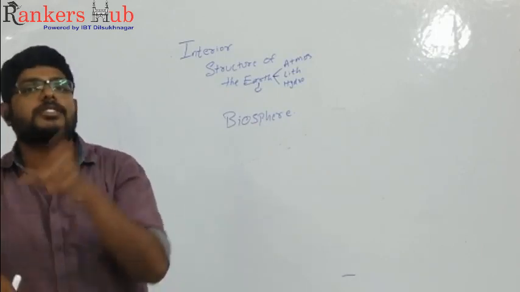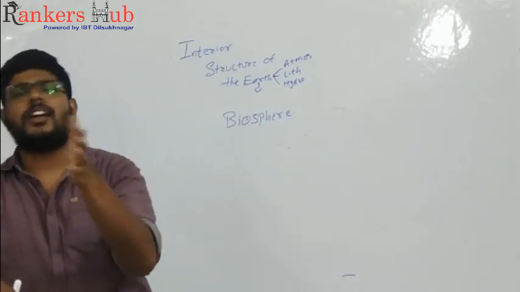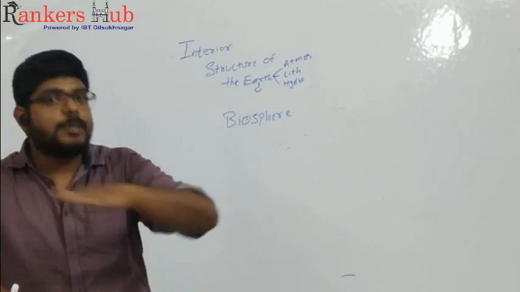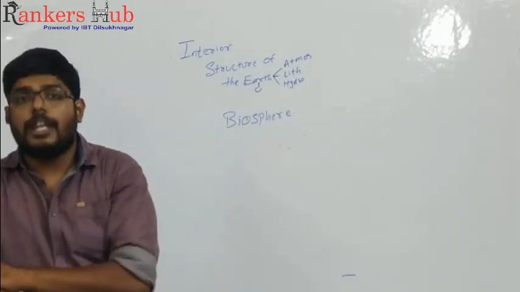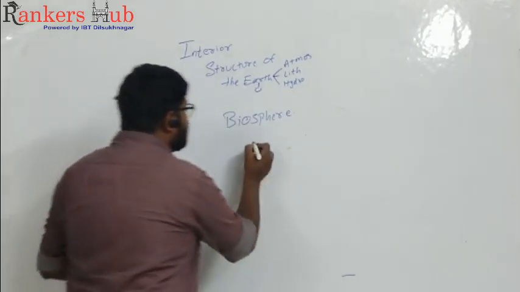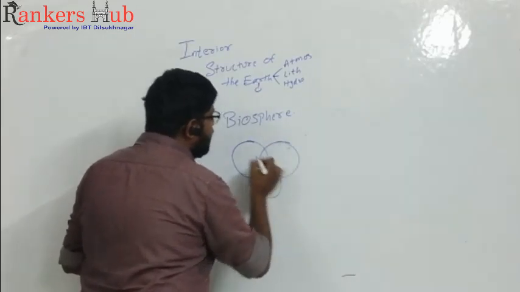At the same time, if you see the hydrosphere, that is the oceans, the depth of the oceans is some 5 to 8 kilometers. In this 5 to 8 kilometers, only near the beaches or where the ocean meets the land, there only we can see life. That means what is biosphere? Biosphere is the area where the 3 layers intervene.